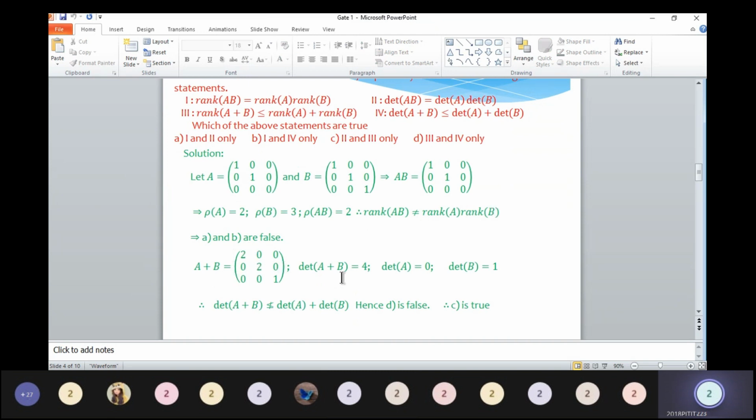And A plus B, if I take, what is the A plus B? Determinant of A is 0 because we have a 0 column, okay, 0 row. So 2 is using this, hence D is false. D is false because of the fourth one. Therefore, C is true. So 2 and 3 are the only 2.